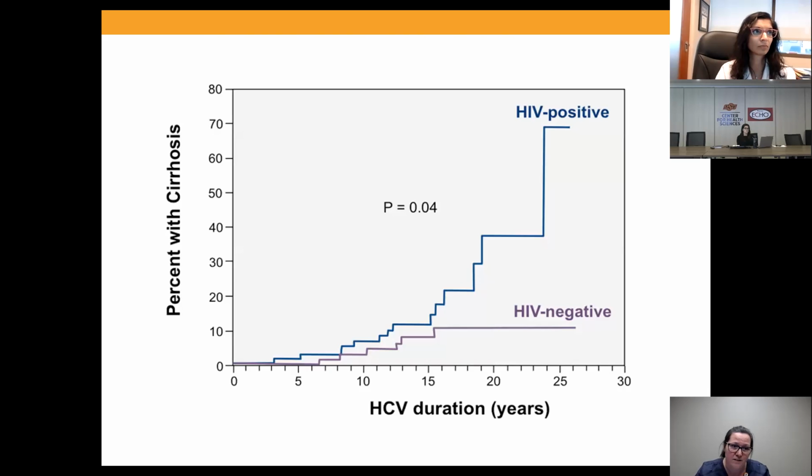So this graph shows you that for patients that are HIV negative with hepatitis C, the progression to cirrhosis is that purple line, so not as high. But for patients who are co-infected with HIV and hepatitis C, you can see that over time, how quickly they proceed to cirrhosis and their chances of becoming cirrhotic are much higher than a patient who does not have HIV.